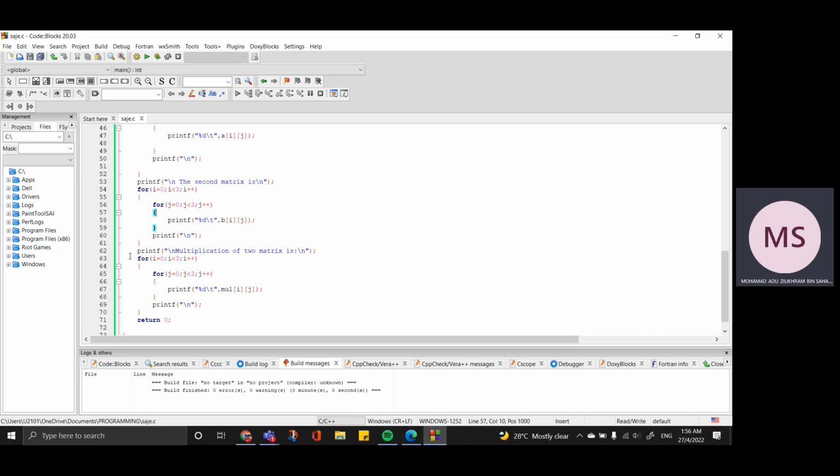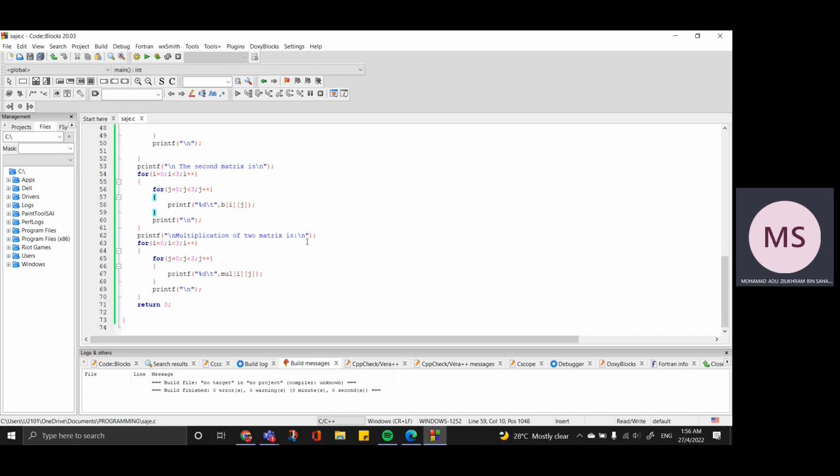And lastly, we need to put the title for the multiplication of two matrices. This is my title: the multiplication of two matrices is what I get. For i equal to 0, i less than 3, i plus plus, for j equal to 0, j less than 3, j plus plus. And then we need to printf the value that our code already calculated before. And then printf \n to give more space, and then return 0. And then the code is finished just like that.